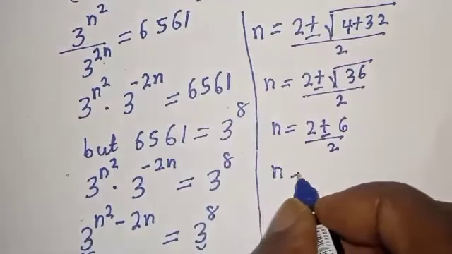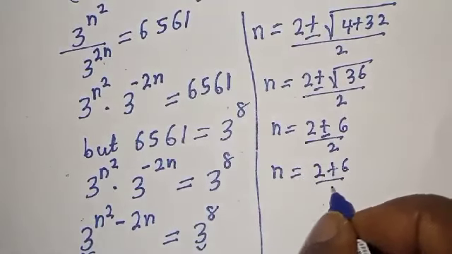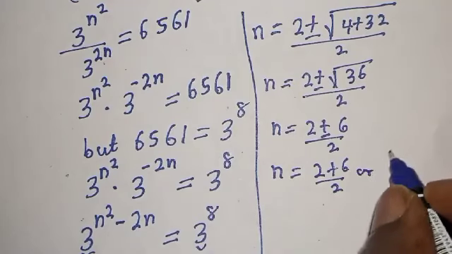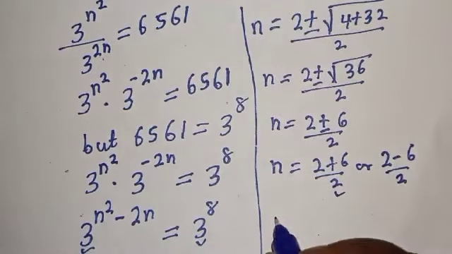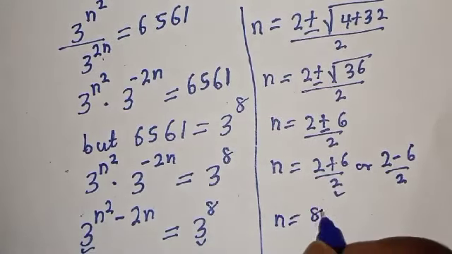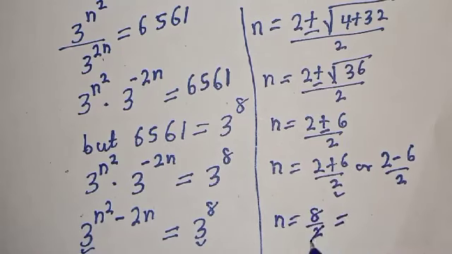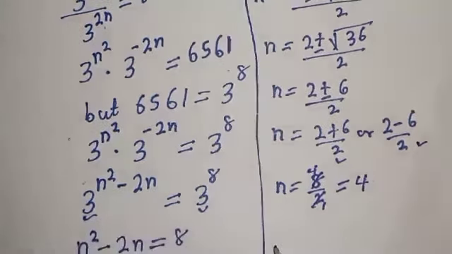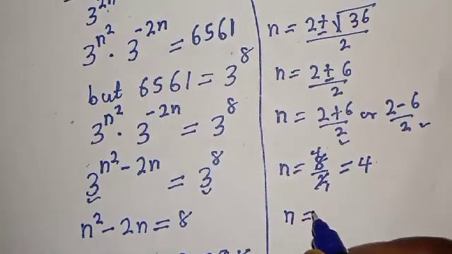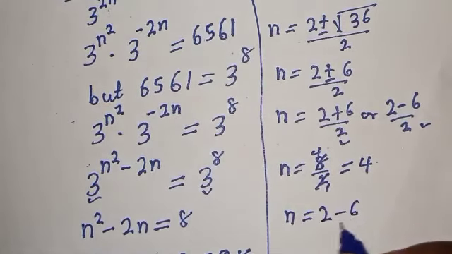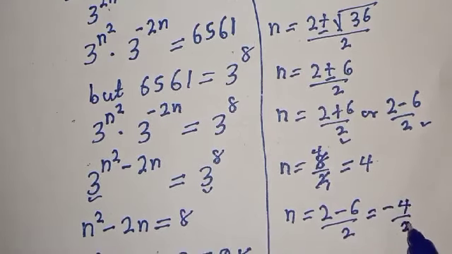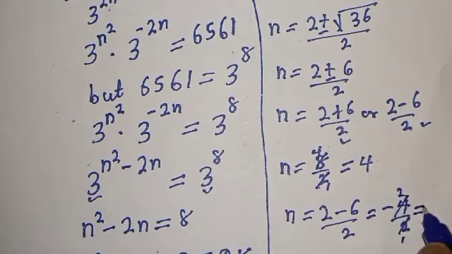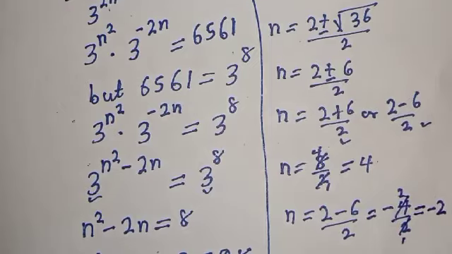Then n is equal to 2 plus 6 over 2, or 2 minus 6 over 2. Now let's work with this. n is equal to 2 plus 6, 8 over 2. This is equal to 2 here 1, 2 here 4, 4. Then from here, n is equal to 2 minus 6 over 2. This is equal to minus 4 over 2. Then 2 here 1, 2 here 2. This is equal to minus 2.